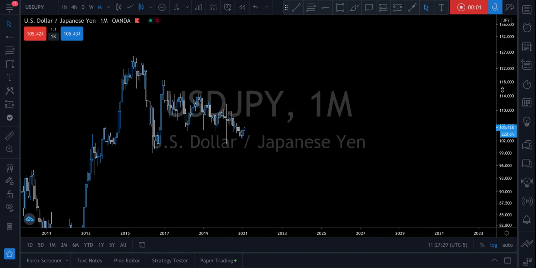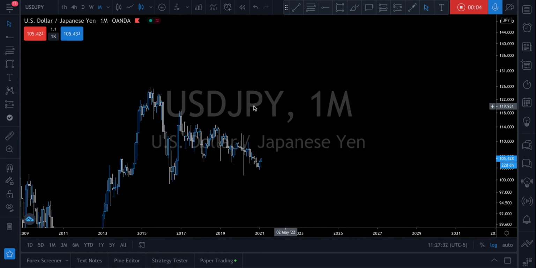What's going on, everyone? Welcome back to this multi-time frame forecast. We're going to be going over USD Japanese yen.